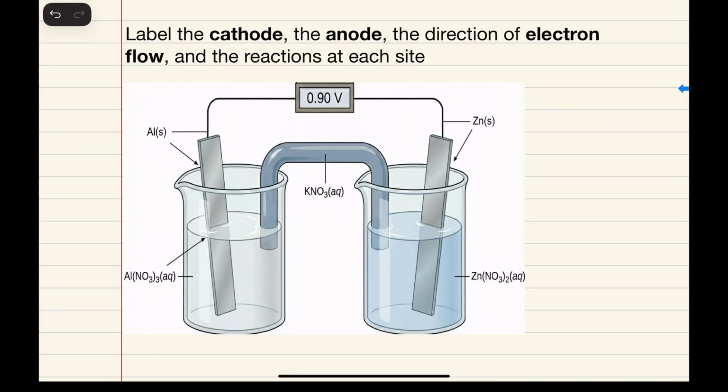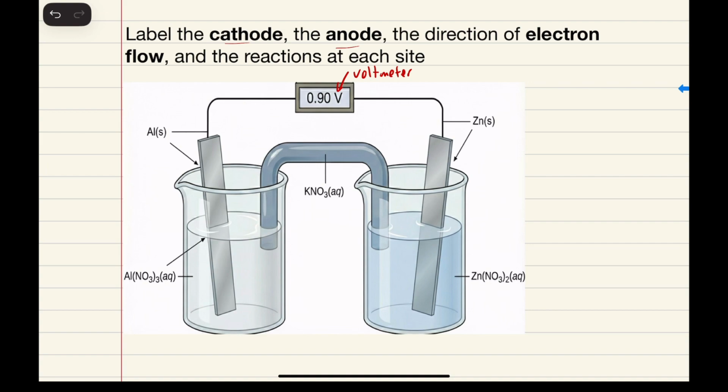So let's say we're given a cell like this, and it's a voltaic cell because it's not connected to a battery. This is not a battery, by the way. This is just what we call a voltmeter. So it's just telling you how many volts this electrochemical cell is producing. And we're asked to label the cathode, the anode, the direction of electron flow, and the reactions at each site. Well, once you know what the cathode and the anode are, then the direction of electron flow and the reactions at each site are simple.